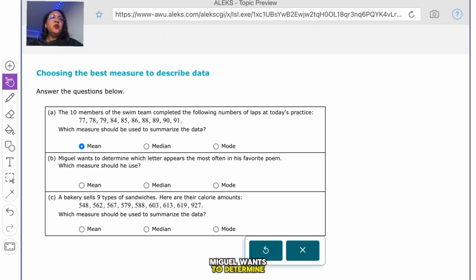Miguel wants to determine which letter appears the most often in his favorite poem. That would be the mode, because it appears most often. So when we talk about the mode, we want to see if anything is repeating. So we want the letter that appears the most often in a favorite poem.